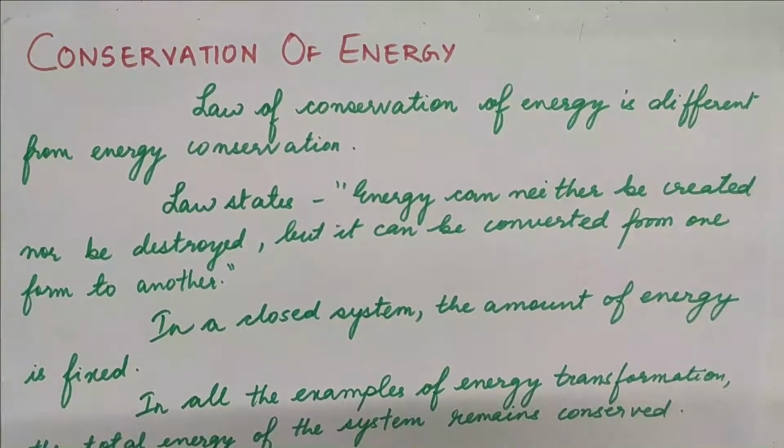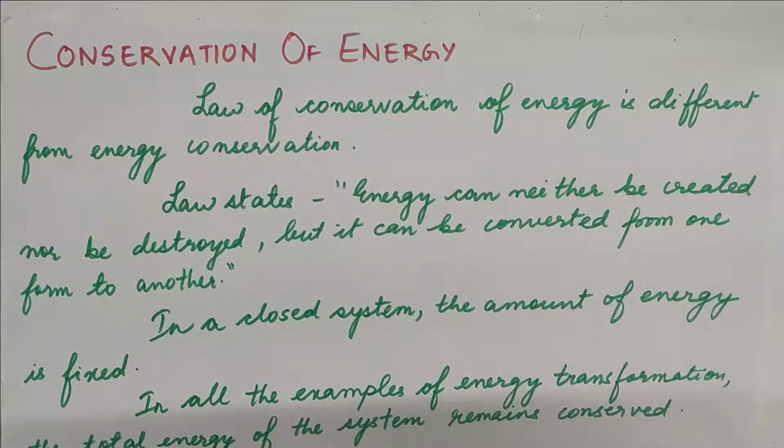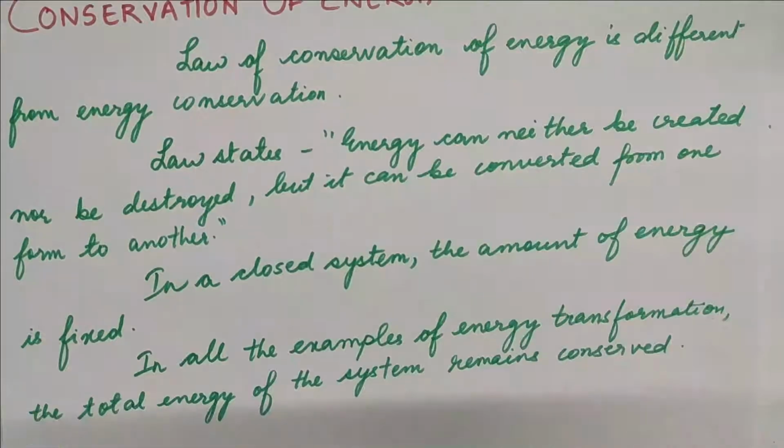Now you might be wondering, what is a closed system? It is a system which does not interact with the environment. It is closed in itself. In all the examples of energy transformation, you will see that the total energy of the system remains conserved.